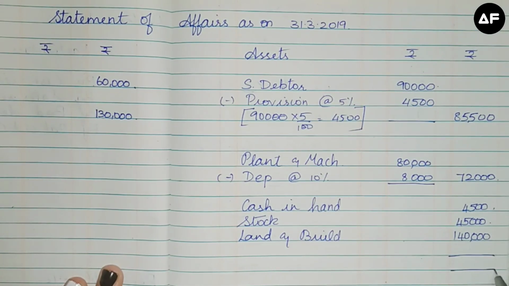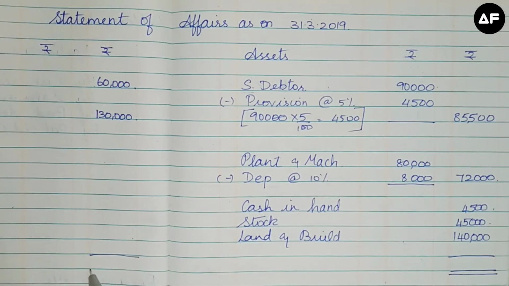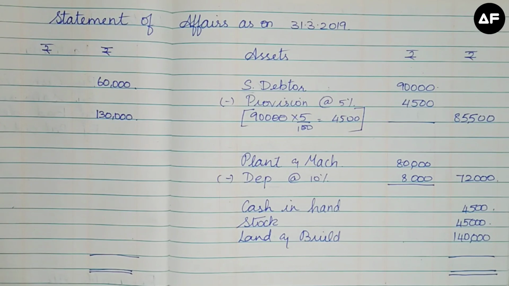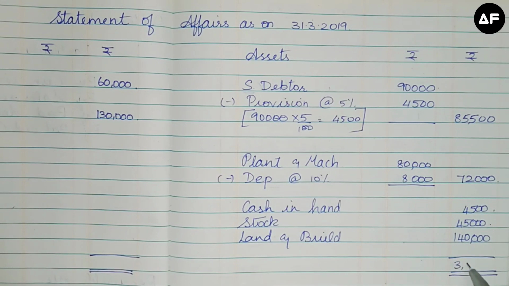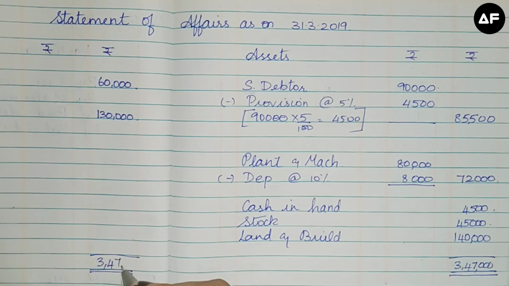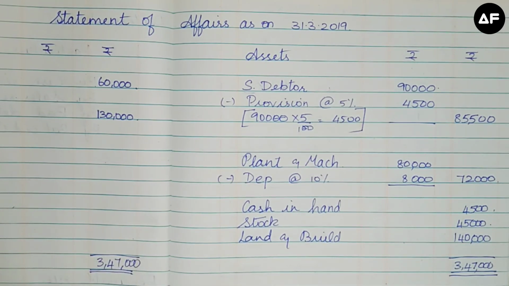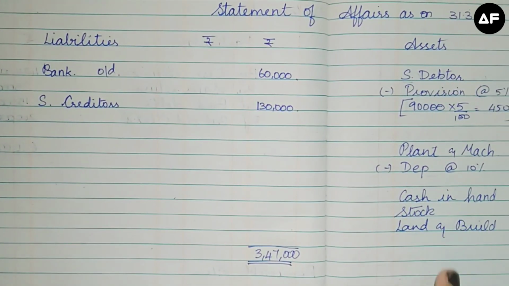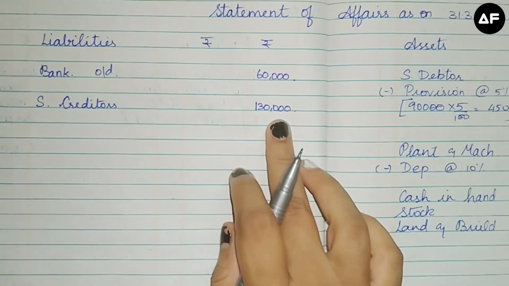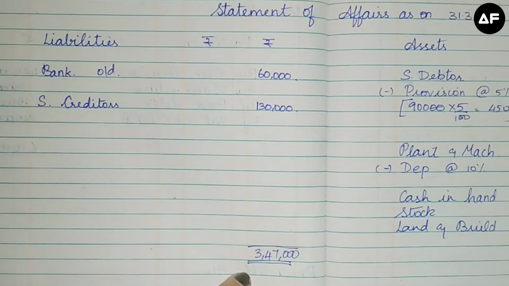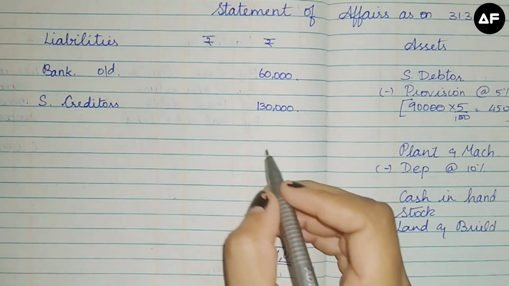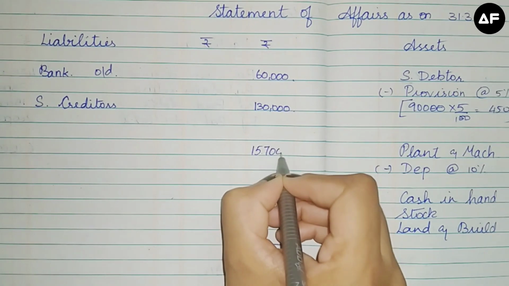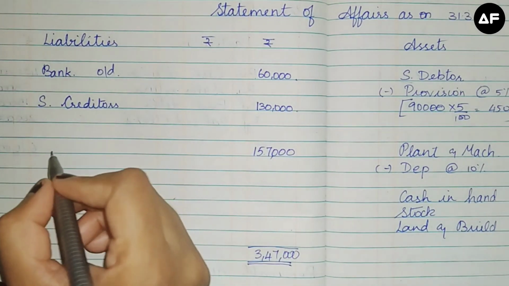Now we have to determine the total of both the sides. When you compare, obviously your asset side is going to be a huge total. The asset side total is 3,47,000, your grand total. Write the total on both sides. Next, you go to the liability side and subtract the balance. The liability side is 1,90,000. So 3,47,000 minus 1,90,000 is 1,57,000. This 1,57,000 is nothing but the closing capital.